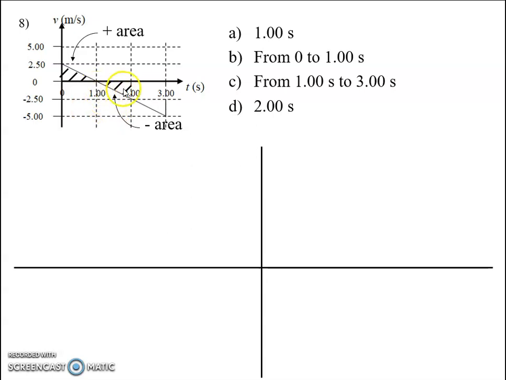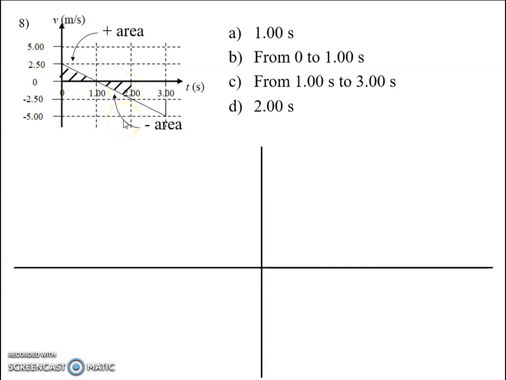I only went from 1 to 2 seconds because look what happens. First of all, we have negative velocities. Because this area is under the horizontal axis, that's what we call negative area. Because what was she doing there? Remember, she was now starting to go backwards. So from 0 to 1 second, she went forward a certain amount. From 1 to 2 seconds, she went backwards.